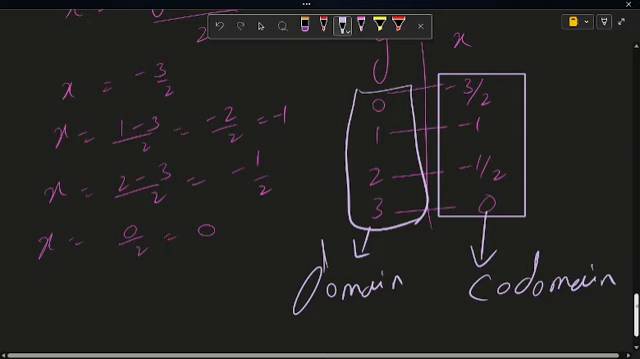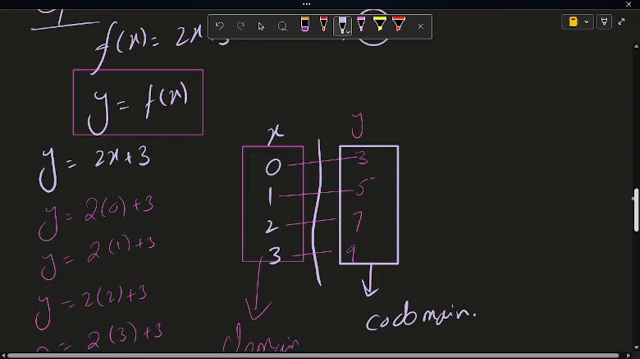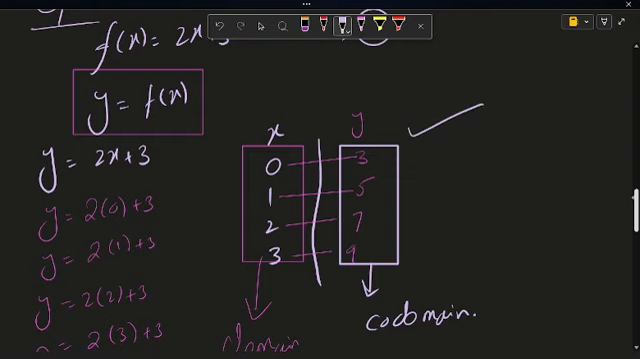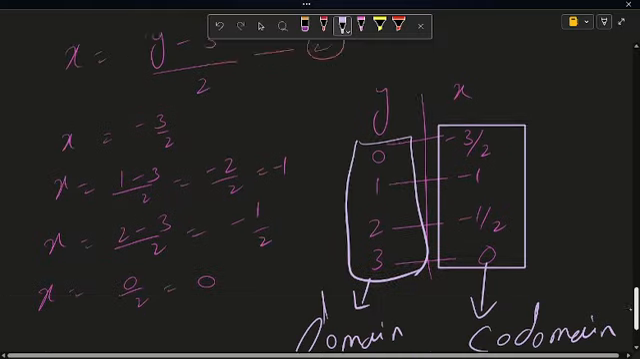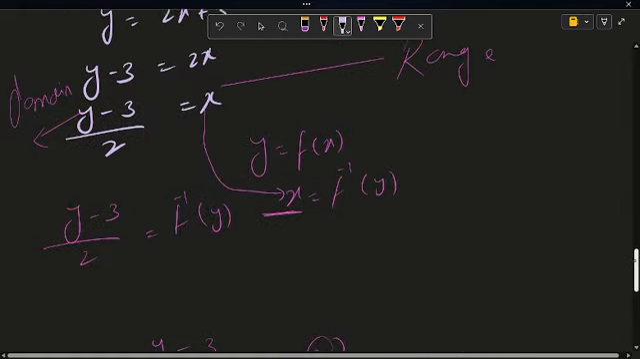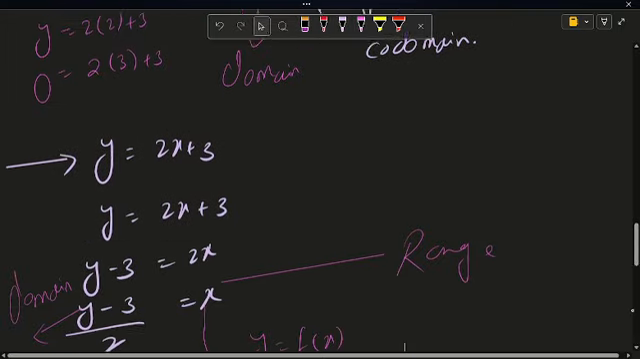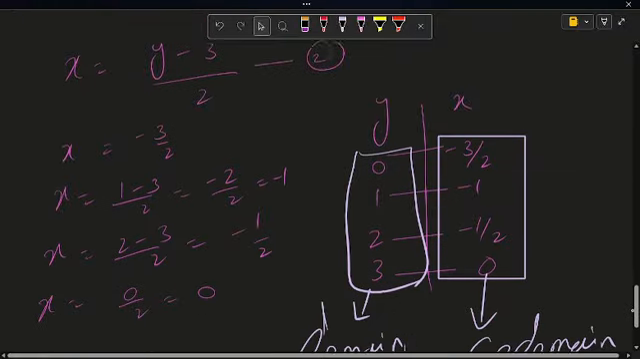What is the difference between both? Just like I told you, for the normal function my x value was domain, y value was codomain. But here you swap. Their positions are replaced. Now y is codomain, x is domain. Sorry, my bad. Y is domain, x is codomain. You just swap the values. So this is the difference between finding the domain or codomain in the sense of the inverse of a function or just a function. Hope so. Is it clear to you?